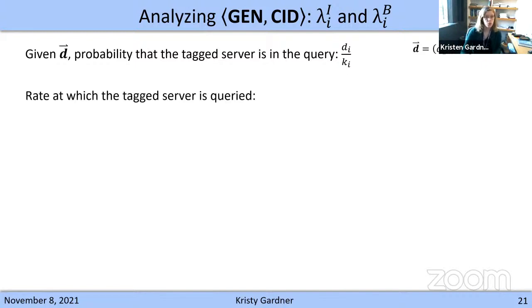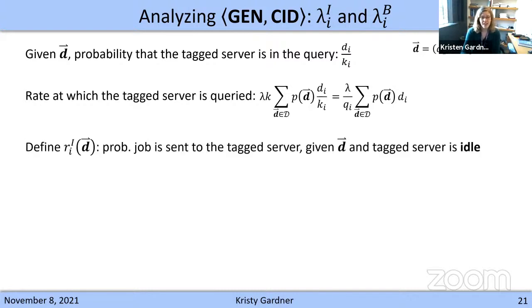We're next going to need the rate at which the tagged server is queried. So we know the probability that it's in the query is D I over K I. We're thinking about our arrival rate, so we're going to look at the rate at which we're queried. We have the overall arrival rate to the system, the probability of querying a particular mix, multiplied by the probability that the tagged server is in the query given that mix. And we'll just simplify that a little bit by dividing by K. So now we know the rate at which the tagged server is queried.